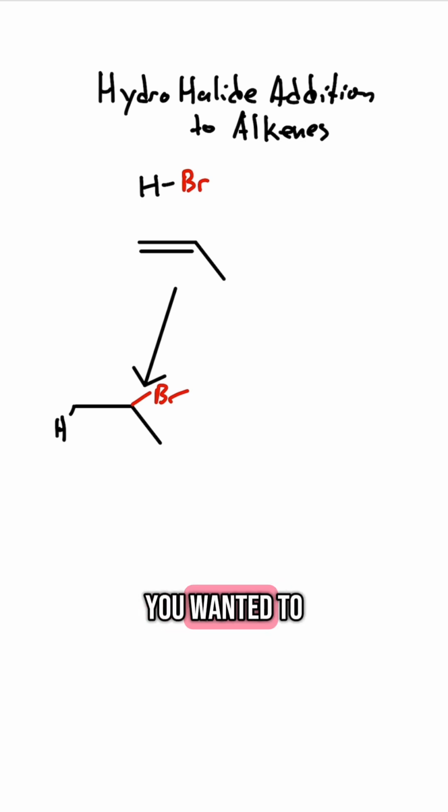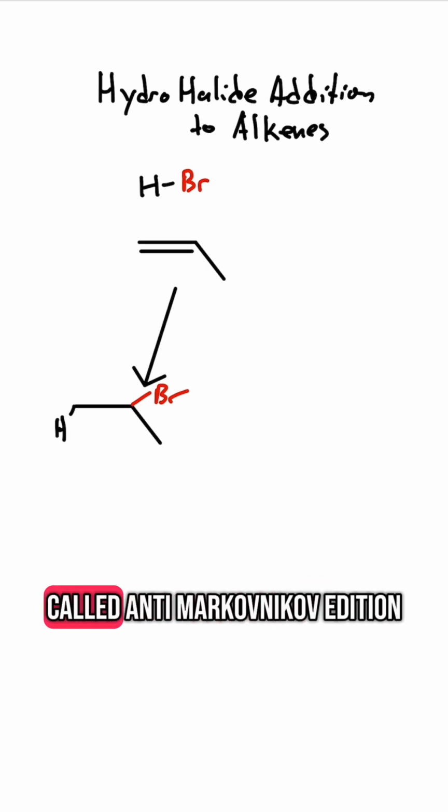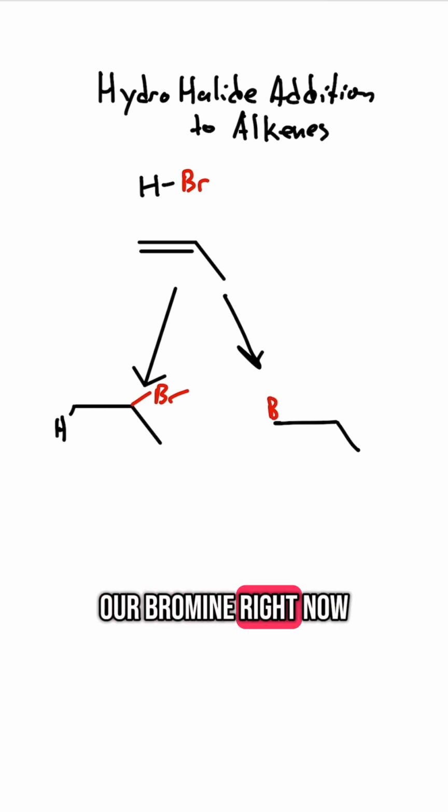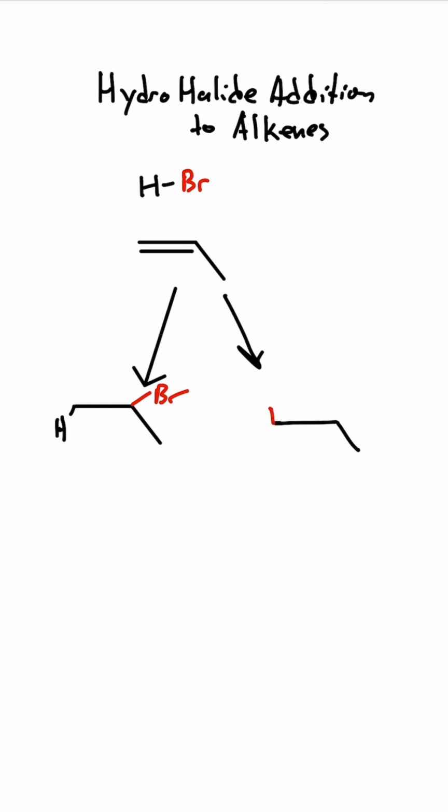But what if you wanted to go to the least substituted position, or the less substituted position, we'll say? There is a way to do that, and that's what's called anti-Markovnikov addition. So if we put this over here, we have what was our alkene, and we want our bromine right here, and our hydrogen here. Well, how do we get that?